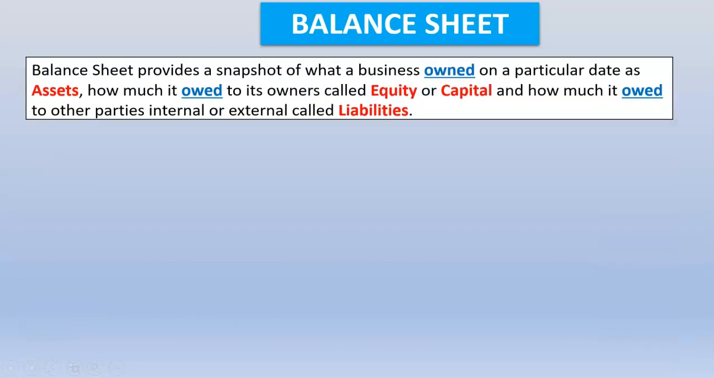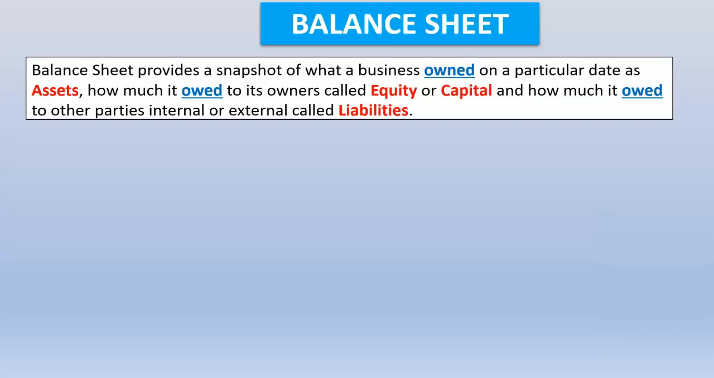Balance sheet provides a snapshot of what a business owned on a particular date as assets, how much the business owed to its owners, called equity or capital, and how much it owed to other parties, internal or external, called liabilities. In other words, it is called the financial position of a business on a particular date. As the name signifies, the balance sheet has to be balanced, meaning both left and right sides should be equal.